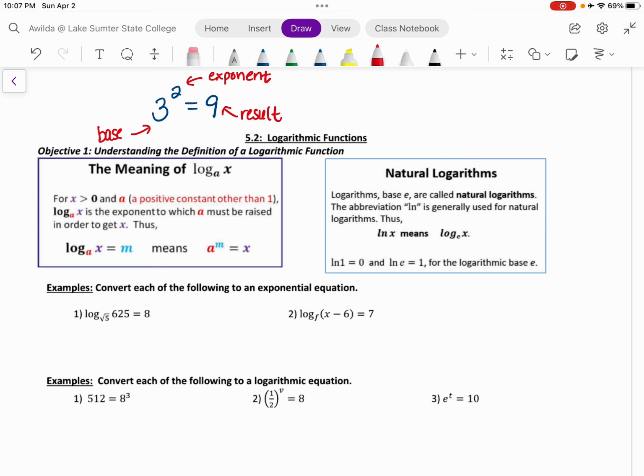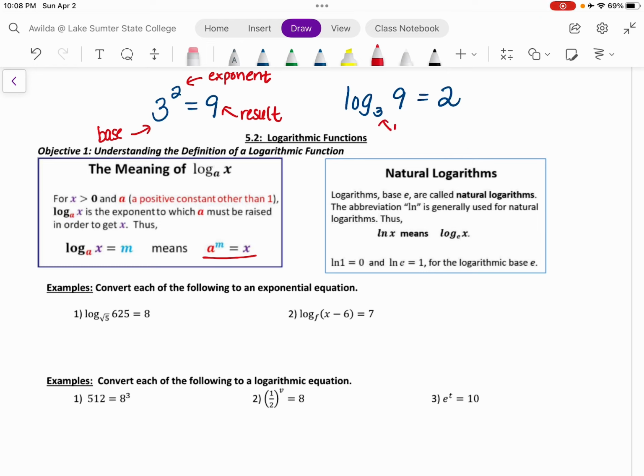Look at how the statement a to the mth power equals x compares to what we wrote above. In this case, the base a is 3, m, the exponent, is 2, and x, the result, is 9. We can rewrite these 3 parts as a logarithm as follows. We can say the logarithm base 3 of 9 is equal to 2. This is because we're simply rearranging those 3 parts.